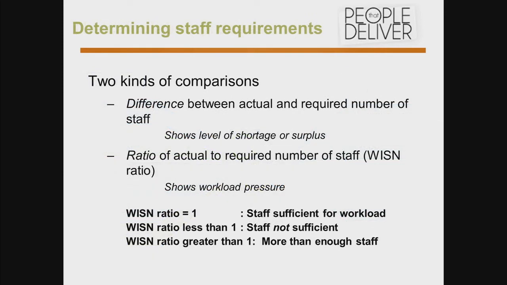So two of the key outputs are the difference, which will tell you the level of shortage or surplus at a facility, and the ratio, which tells you the workload pressure. So if your ratio is 1, it means basically that you have adequate staffing. If it's less than 1, you have a shortage of staffing, and if it's greater, you have a surplus.